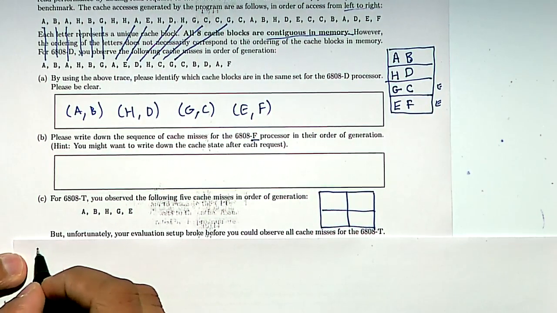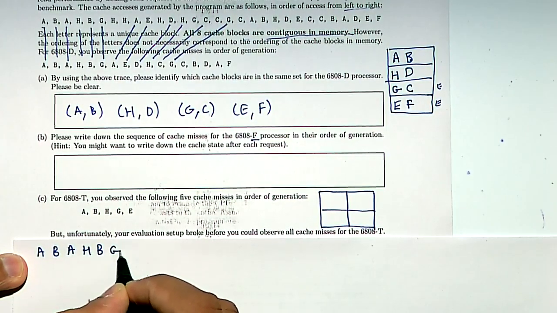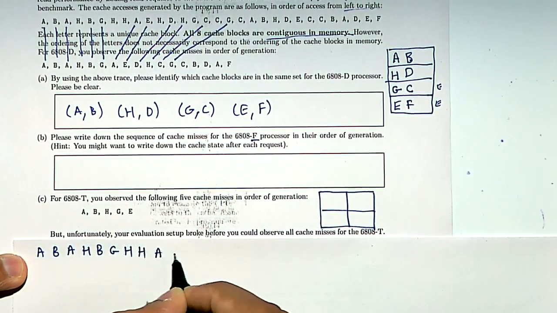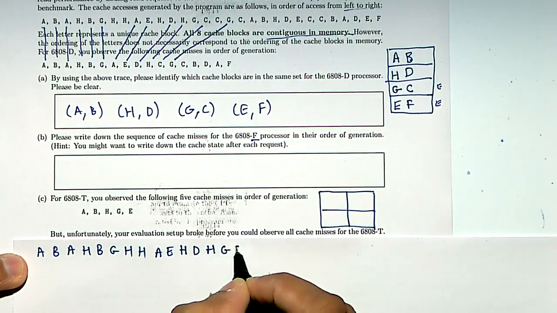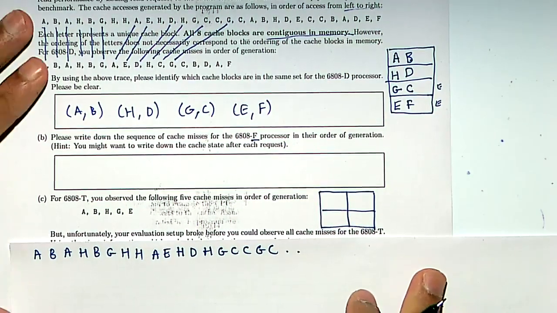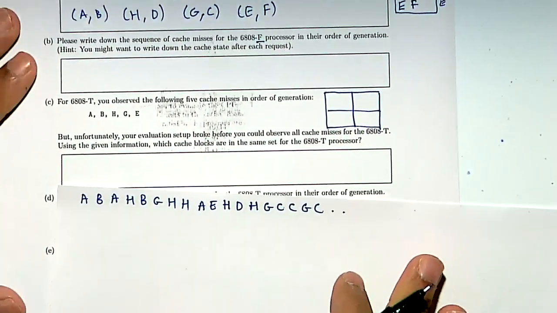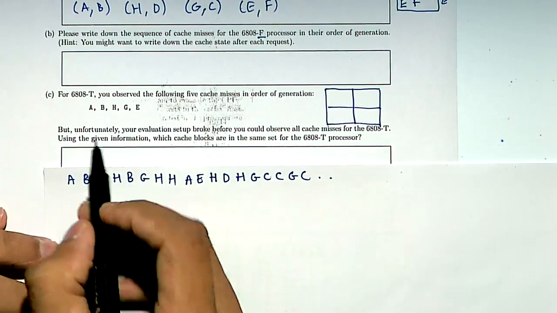So we have our sequence, which is A, B, A, H, B, G, G, H, A, G. Okay, so and so forth, maybe we'll need more later. But we observed these cache misses. So we're basically going through this process of simulating this cache again.